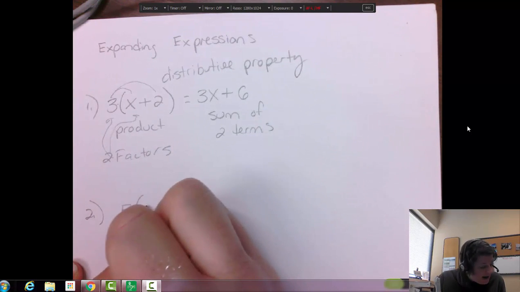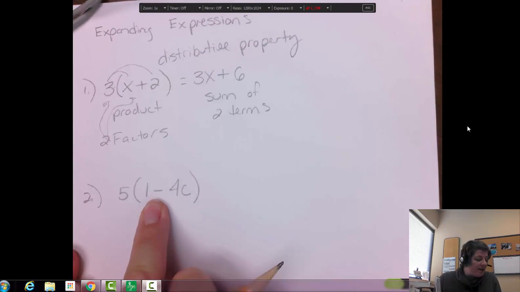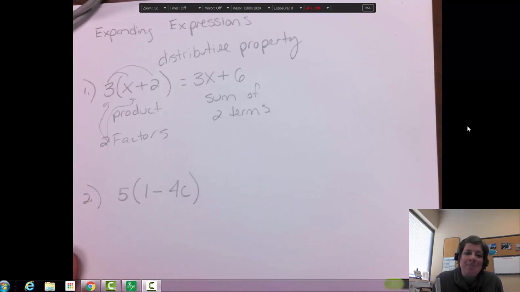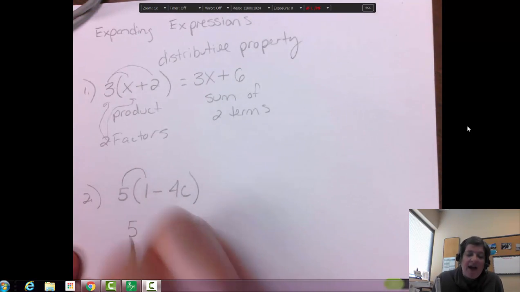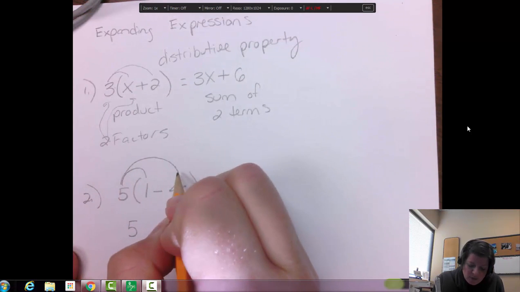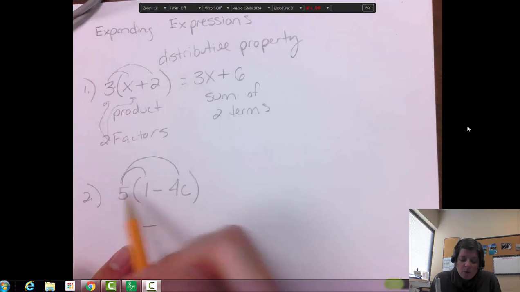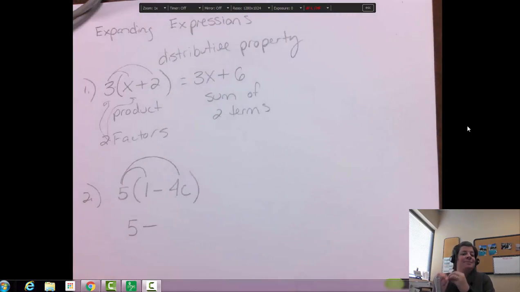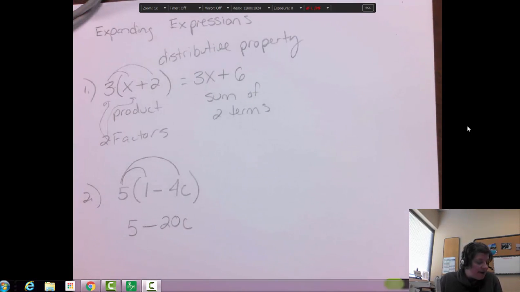If I have 5 and I have 1 minus 4c. So it doesn't matter the letter, doesn't matter if it's a minus. It wouldn't be a sum, it would be a difference, but same idea. What do I do to expand this? Well, I'm going to take the 5 times the 1, which is going to give me 5. And then I'm going to take the 5 times the 4c. Again, I bring down the minus sign. And even though I have a number by the letter, I still just times the numbers and keep that letter. So 5 times 4 is 20, and then keep the c. So I have 20c.